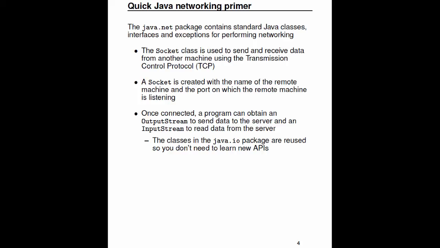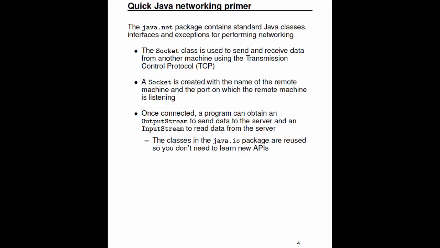In particular, there's a class called socket, which is used to send and receive data and communicate with another machine using TCP, the Transmission Control Protocol. Now, when you create one of these sockets, you give it the name of the remote machine and a port on which the remote machine is listening.